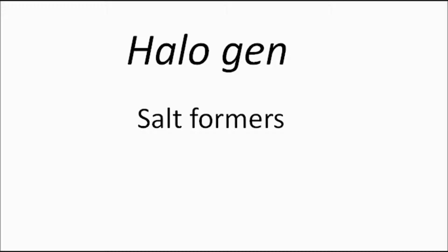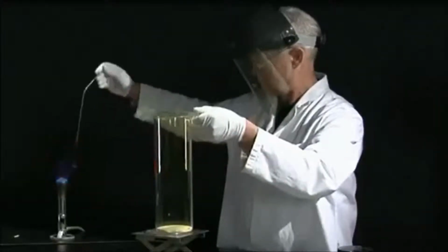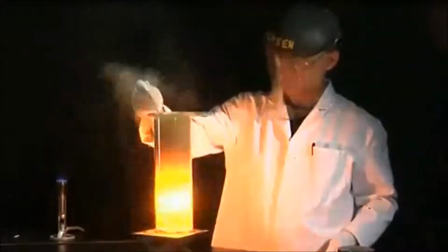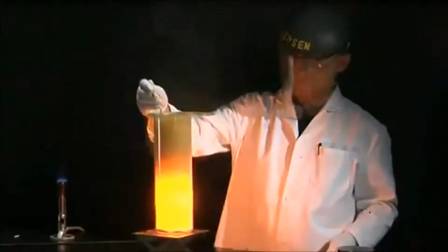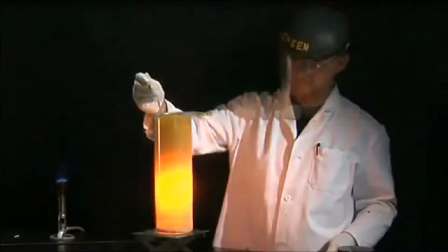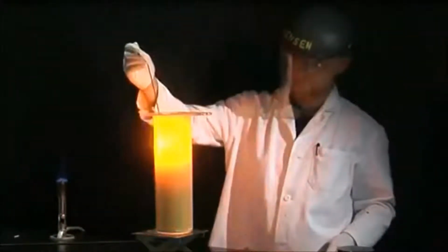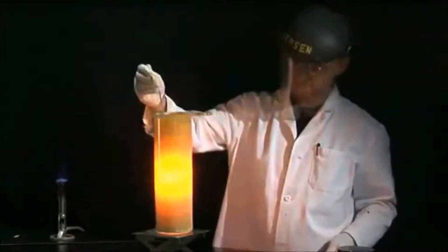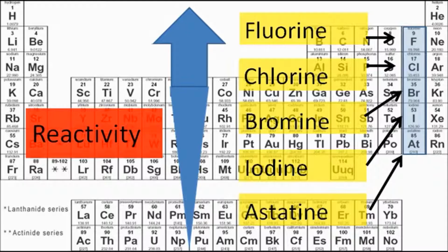Let's have a look at a reaction. What we've got here is a gas jar full of chlorine, and we've got some warm sodium going into it, and you can see it's a really exothermic reaction. It's giving off a lot of heat energy and a lot of light energy. So what's going on chemically? Well, we've got positive sodium ions forming bonds with negative chlorine ions. So this is ionic bonding, and it's going to give rise to sodium chloride. After this is finished, there's going to be sodium chloride, salt, coating the inside of this gas jar.